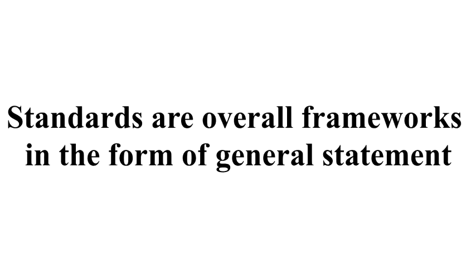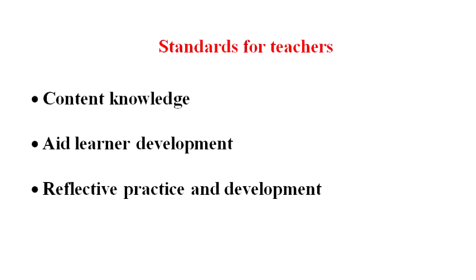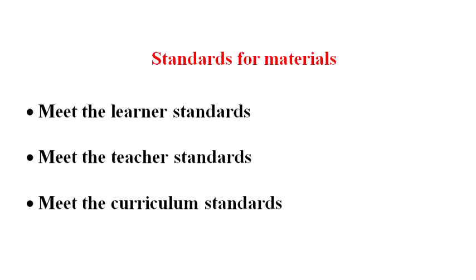Some types of standards. We have standards for learners. For example, learners will be able to read and write broadly, appropriate differences, ability to think properly and solve problems, assess what they read or hear, learn and work autonomously and effectively connect to their communities. We also have some standards for teachers, like content knowledge, linguistics, aid learners' development, teaching strategies and assessment, reflective practice and development. Standards for the materials.